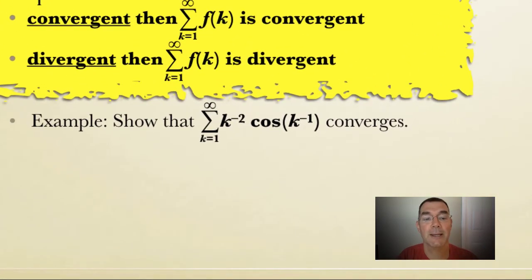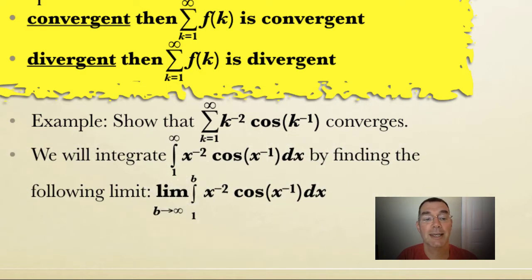So, for example, if I wanted to show that the sum of the terms k^(-2) cos(k^(-1)) converges, then I make that into an integral, and I get x^(-2) times the cosine of x^(-1), and I'm finding the integral from 1 to infinity. And remember, from my lesson on improper integrals, if I have infinity at the top, I can change that to a b and find the limit as b goes off to infinity.